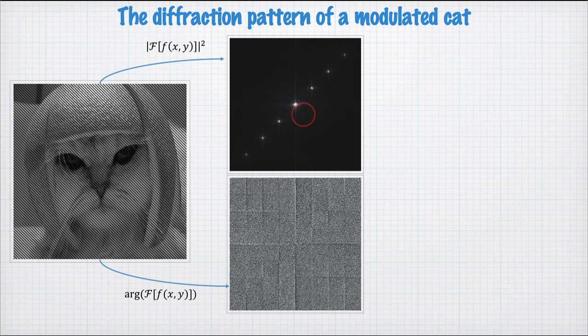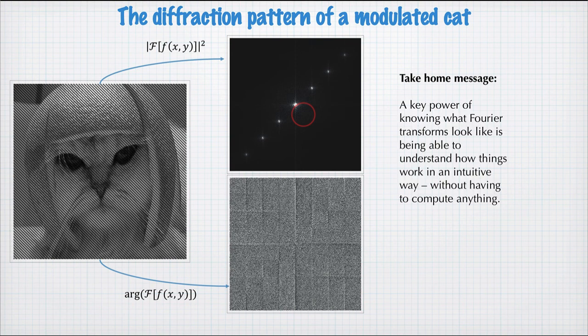And so I guess this is really kind of a good place to finish this part of the course with a take-home message or two. The first take-home message, and I think the most important one, the one I hope I've communicated through these videos, is that a key power of knowing what Fourier transforms look like is being able to understand how things work in an intuitive way without having to compute anything. So if you know what the Fourier transform of these lines is, you can anticipate what the Fourier transform of this cat might look like.